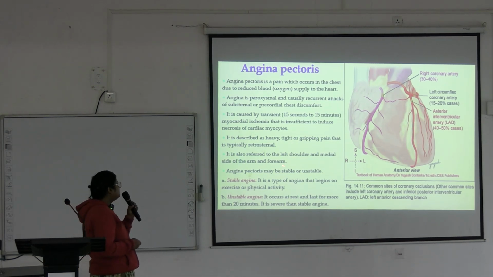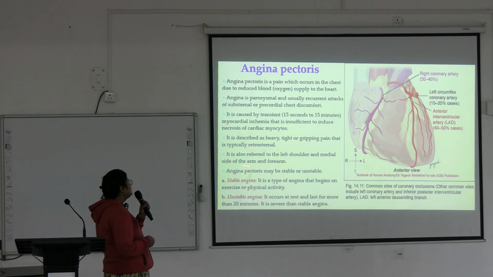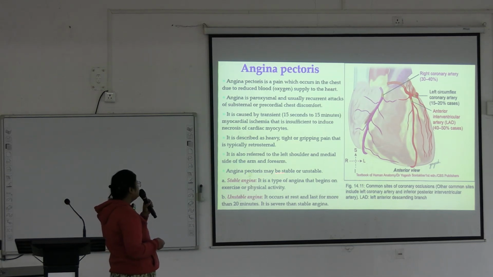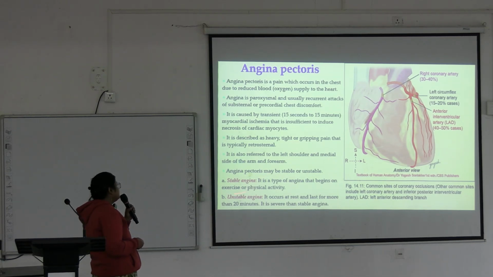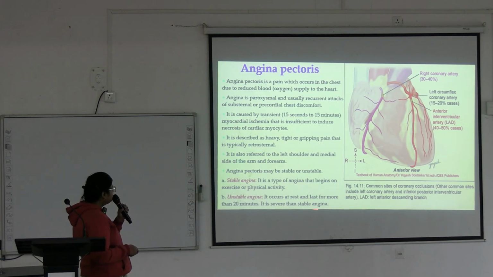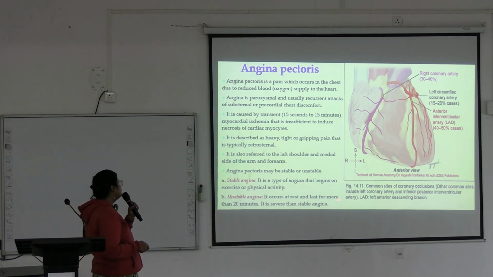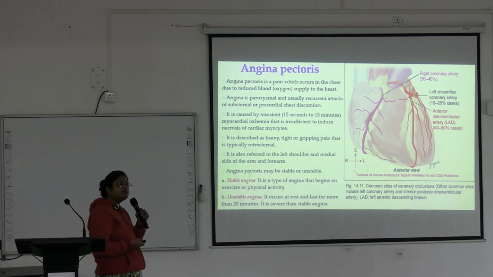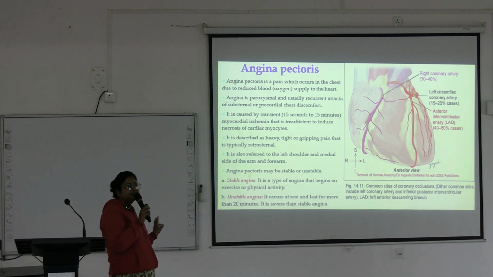It is also referred to the left shoulder, medial side of the arm and forearm. Angina pectoris may be stable or unstable. Stable angina is the type of angina that begins on exercise or physical activity. Unstable angina occurs at rest and lasts for more than 20 minutes. It is more severe than stable angina, so in unstable angina, severity is more. In stable angina, normally the patient is normal, but if the patient exercises or has some physical activity, then pain comes.